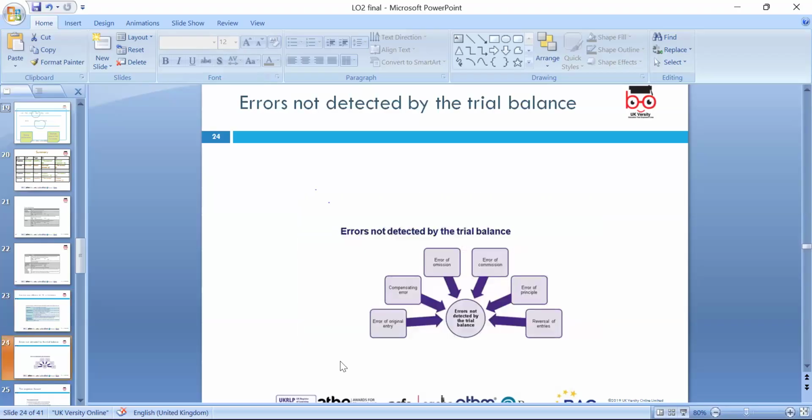Some errors cannot be detected in the trial balance. It doesn't mean that because your balance sheet balances, it is correct. Logically, maybe you are treating something as a liability instead of income, or vice versa. So we need to make sure we correct those.